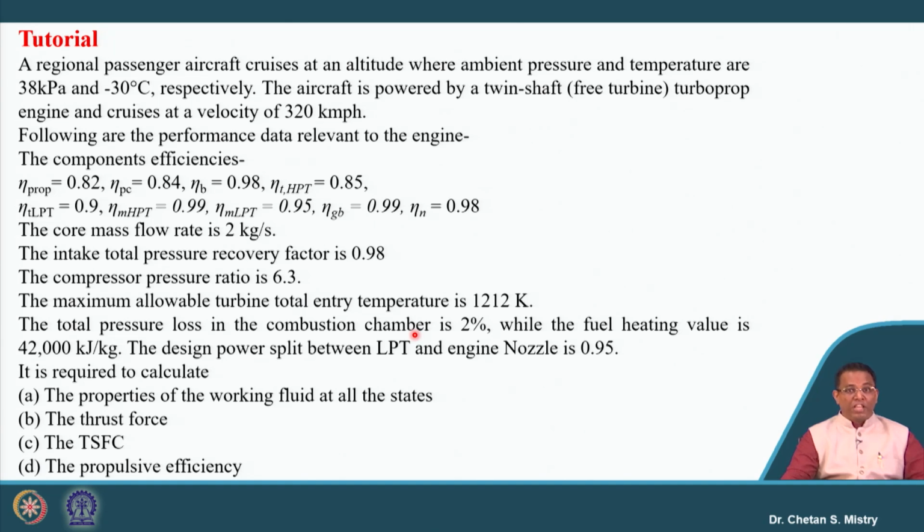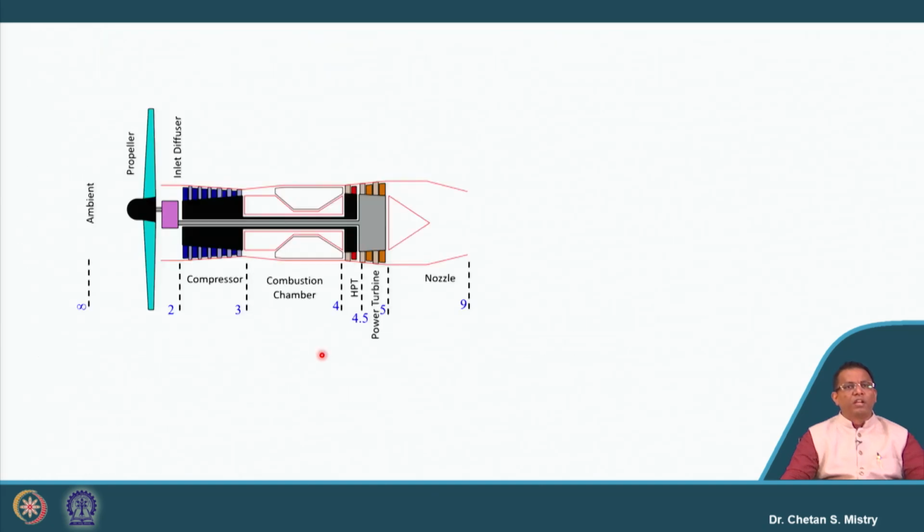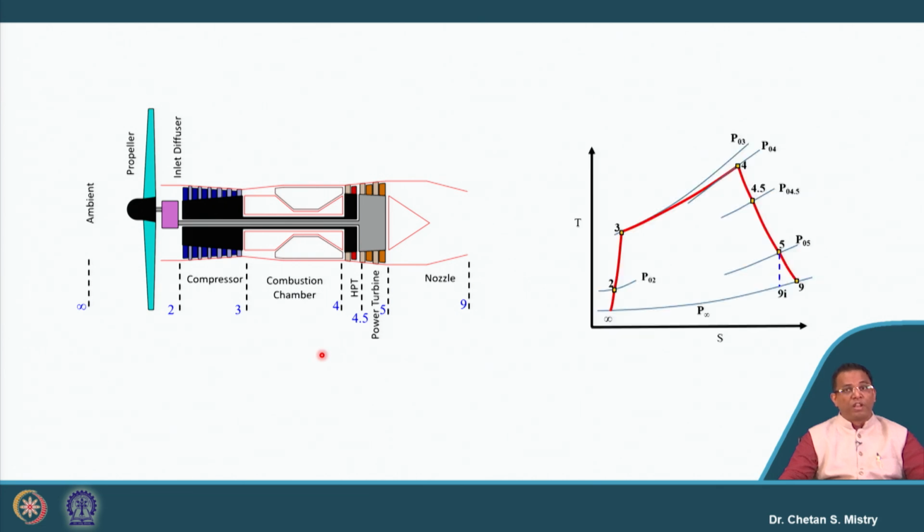Just understand the meaning of that. This is the parameter, or factor, called the power split factor alpha. You need to calculate the properties of the working fluid at all stations, thrust force, thrust specific fuel consumption and propulsive efficiency. So let's look at this information. This is our configuration. You can quickly plot the TS diagram for this configuration, and this is what the TS diagram will be.